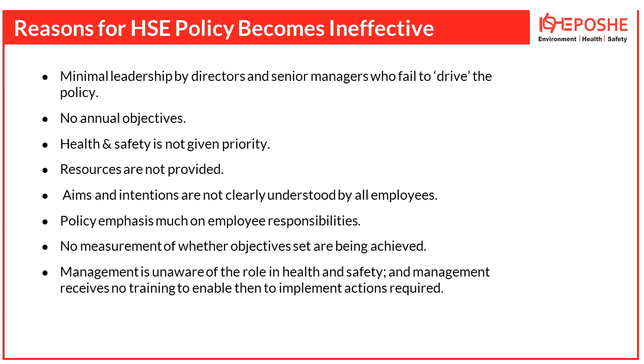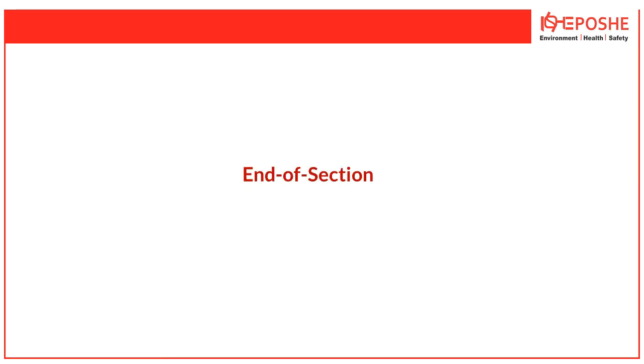Reasons for policy to become ineffective. Lack of top management commitment, directors and senior managers who fail to drive the policy. No annual objectives set. Health and safety is not given priority. Resources not allocated. Aims and intentions are not clearly understood by all employees. The policy emphasizes much on employee responsibilities and is not management-led. Not measuring performance. Management is unaware of their role in health and safety. Receives no training to enable them to implement actions required. End of Element 2.